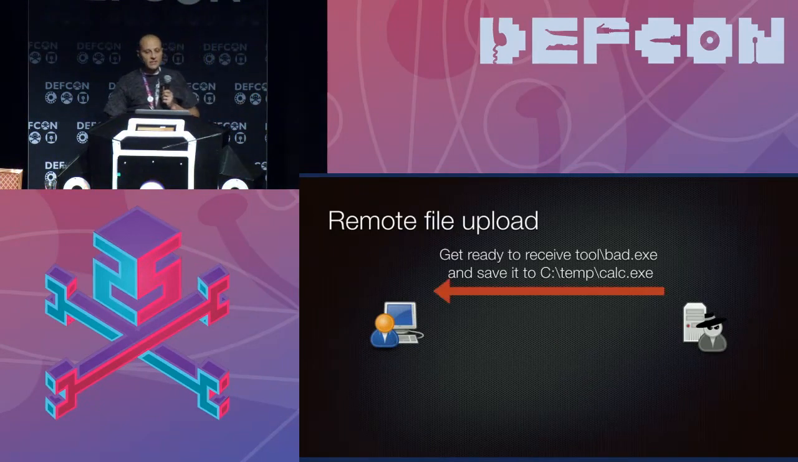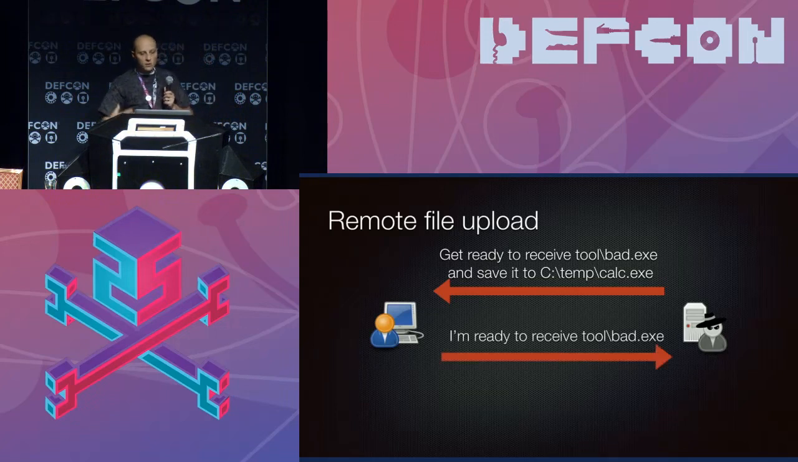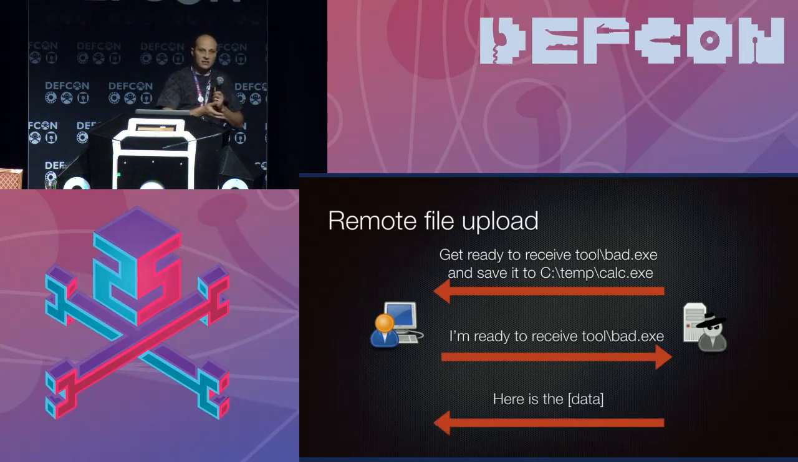What it'll do is send a message to the target and say, hey, get ready to receive my file tool/bad.exe and save it to your C drive temp as calc.exe. And then the target will respond back, okay, I'm ready to receive your tool named tool.bad.exe. And then the data is passed to the victim. And it made me think about this.